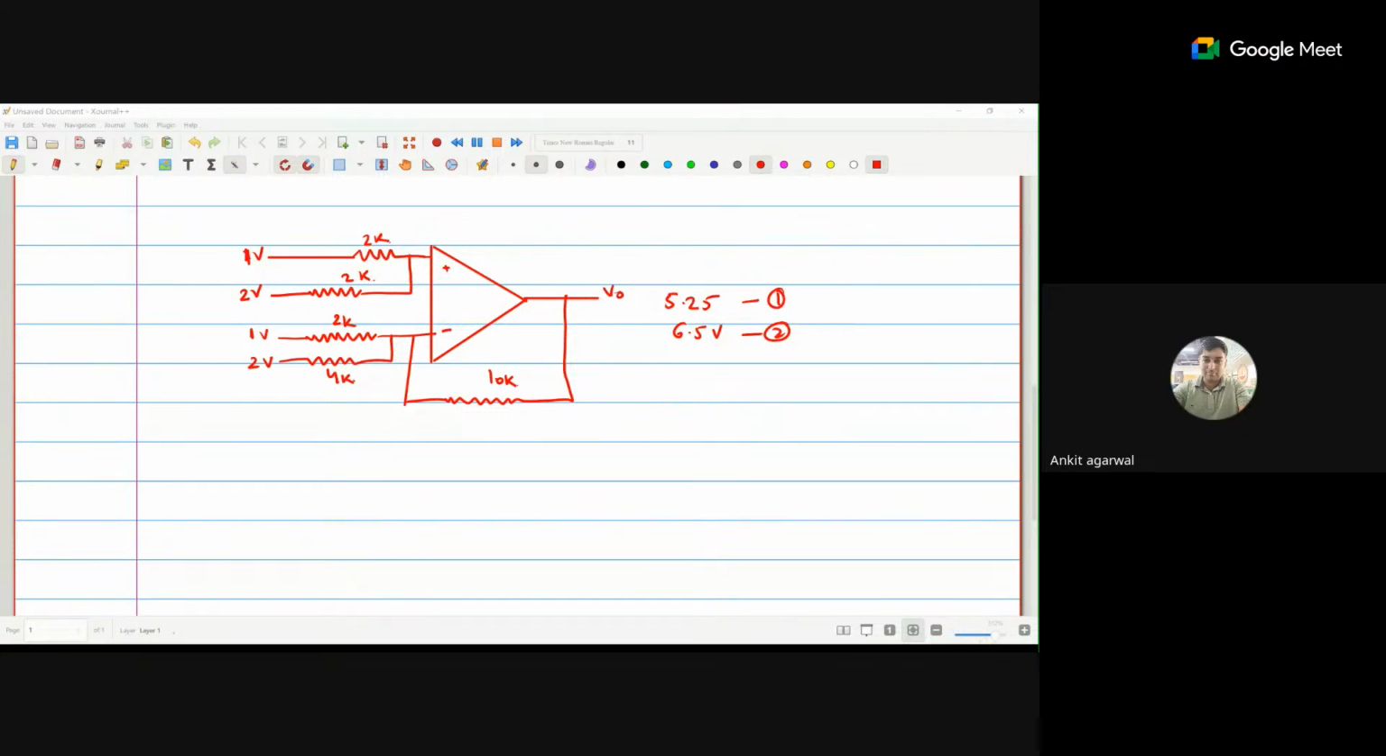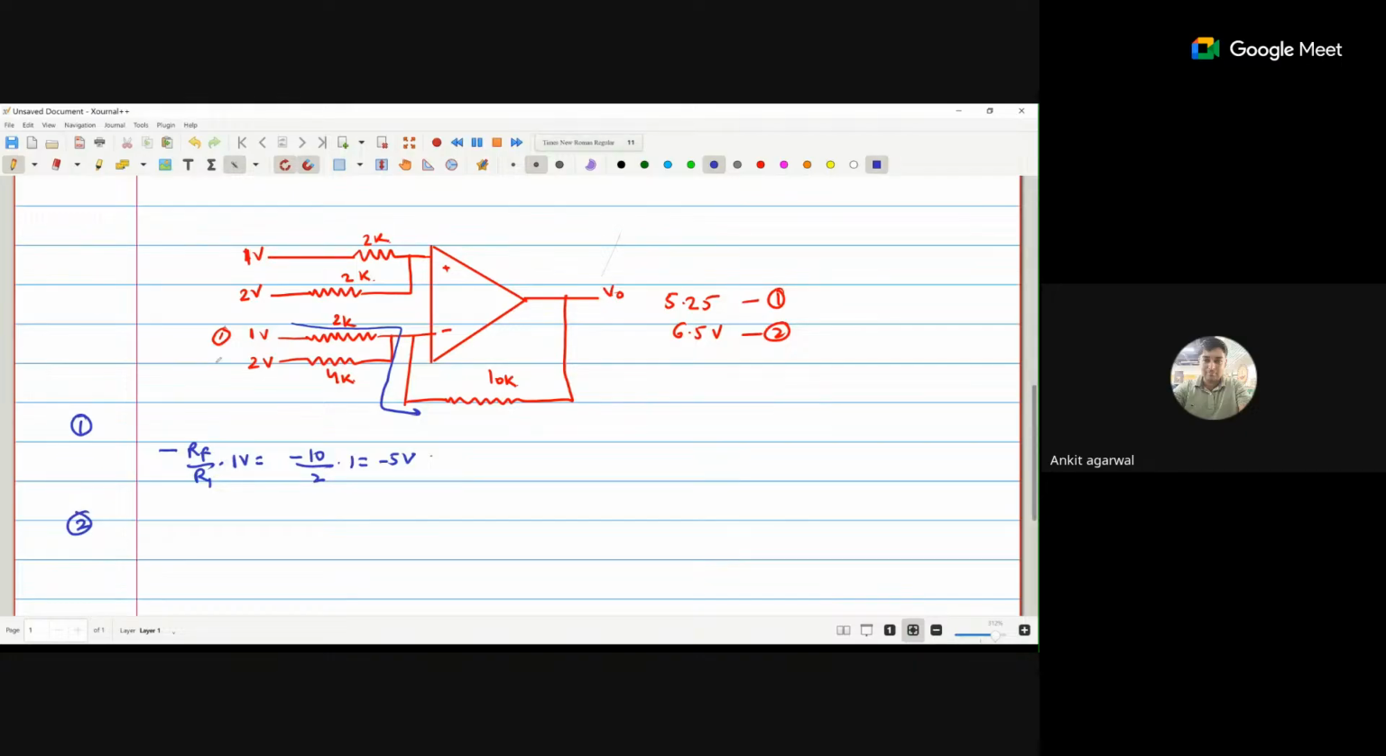So you have to apply the superposition theorem. Okay. So firstly, I consider this one. So the direction of flow of the current is this. Because of this 1 volt, I am getting minus Rf by R1 into 1 volt. So this is minus 10 divided by 2 into 1, that means minus 5 volt because of the first source.